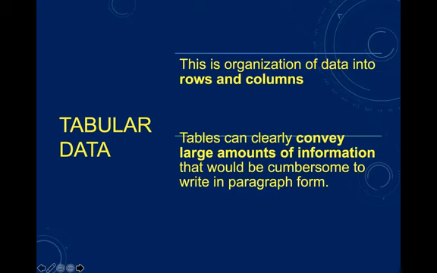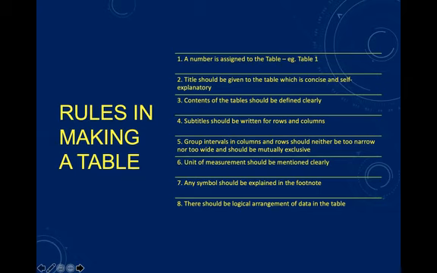So this is organization of data into rows and columns, and these tables can clearly convey large amounts of information that would be cumbersome to write in paragraph form, such as that which I illustrated earlier. What are the rules in making a table? A number is assigned to a table. Example, you write Table 1. A title is given to a table, and that table title should be concise and self-explanatory, and the contents of the tables should be defined clearly.